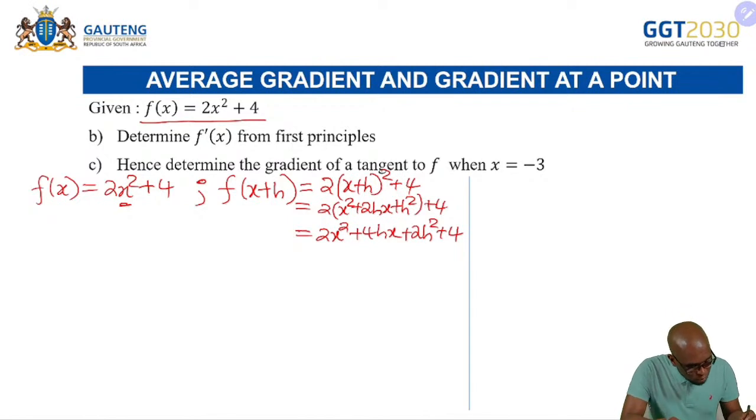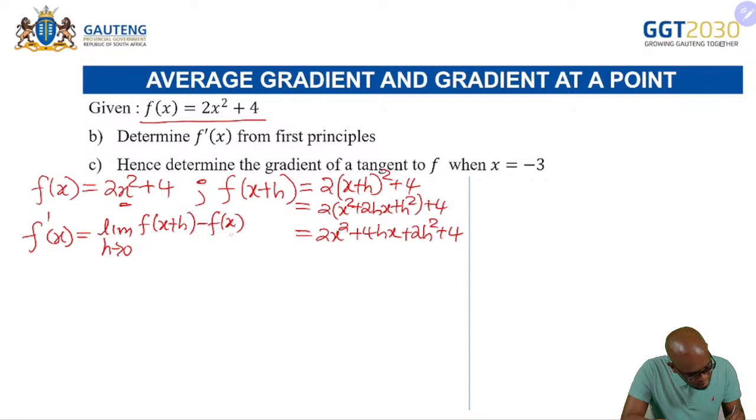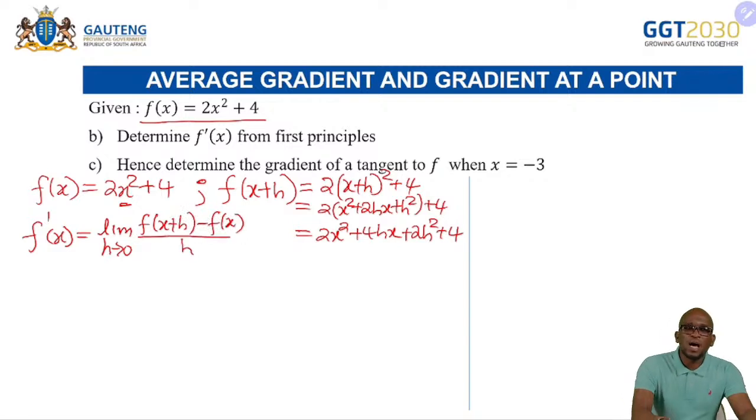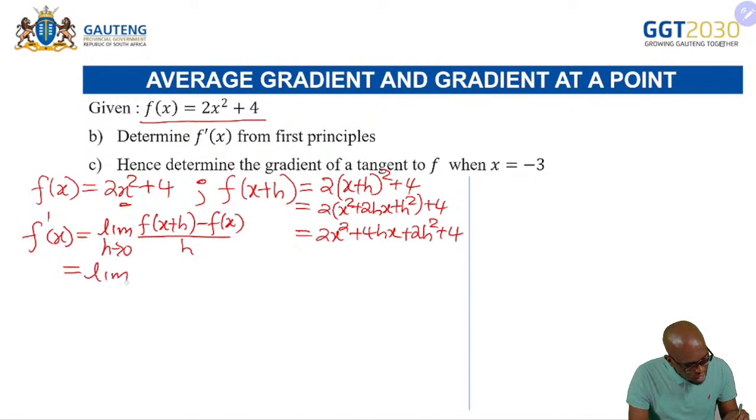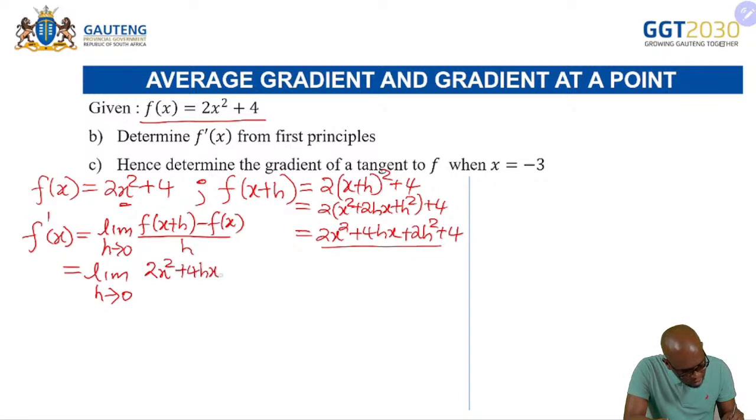Now, if we want to find the derivative, then we use first principles. F dash x would be the limit as h tends to 0 of f of x plus h minus f of x over h. Remember, this formula is in your formula sheet. You should go to your formula sheet and copy the formula exactly as it is. So we substitute now. We have the limit as h tends to 0. We know our f of x plus h. We've already worked it out here. This would be 2x squared plus 4hx plus 2h squared plus 4.